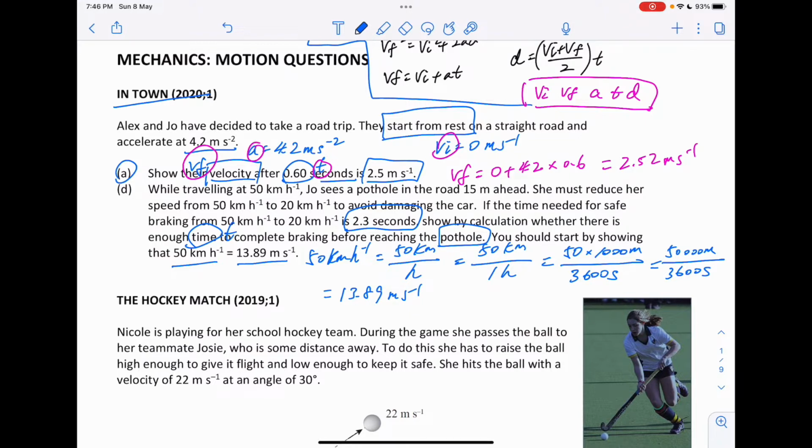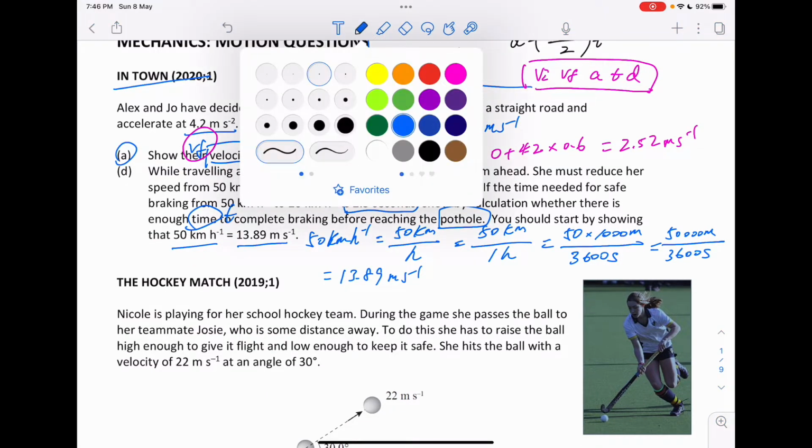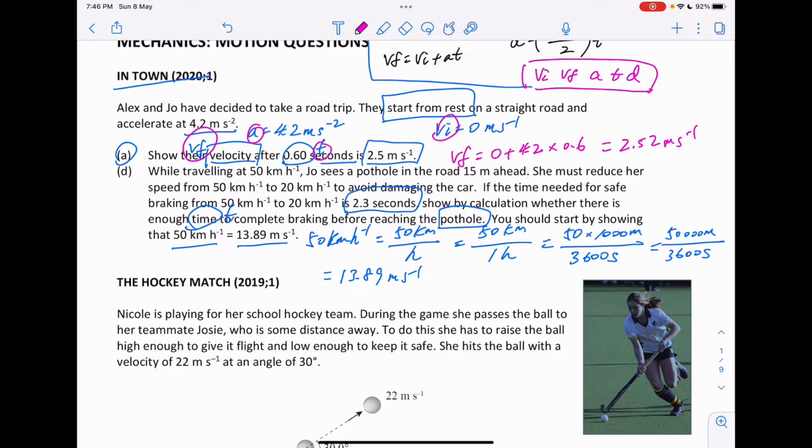And we have the VI. What is the VI? 50 kilometers per hour. Well, that's 13.89 meters per second. That's VI.